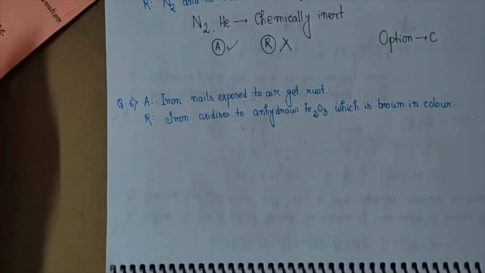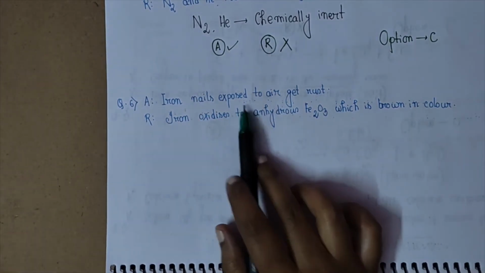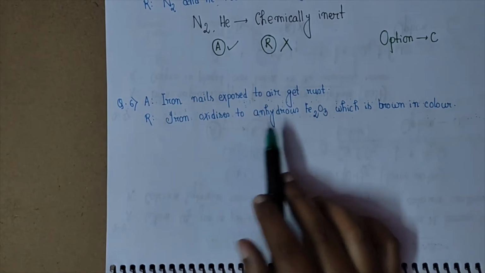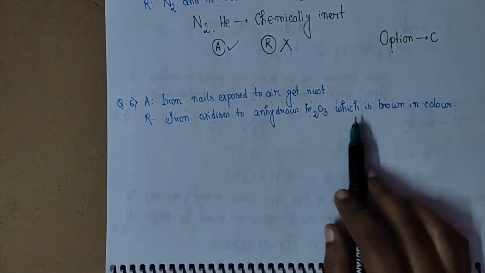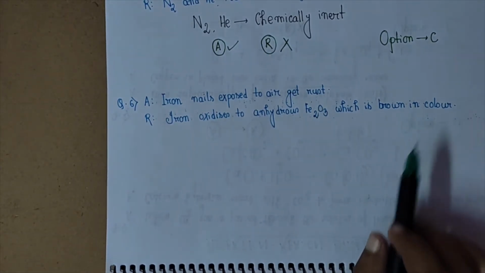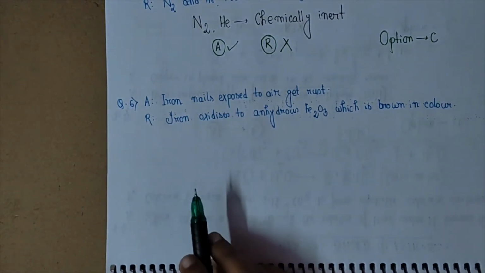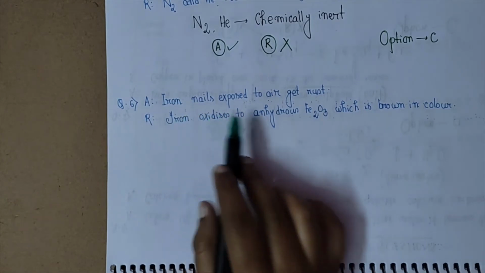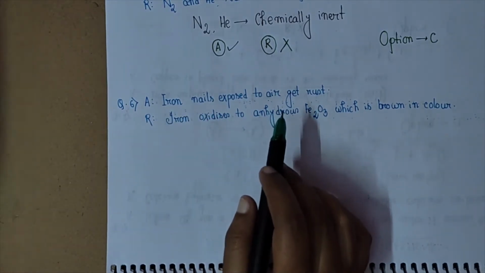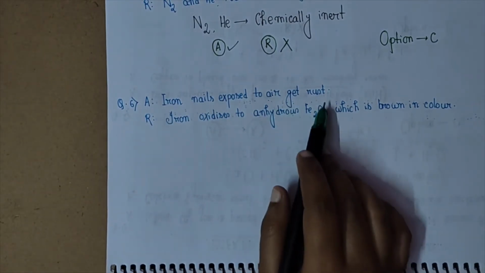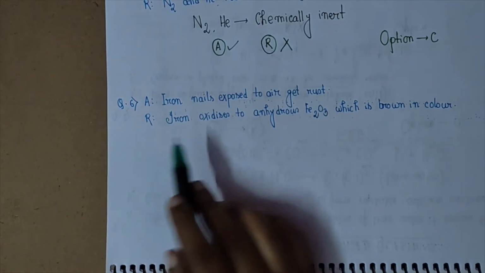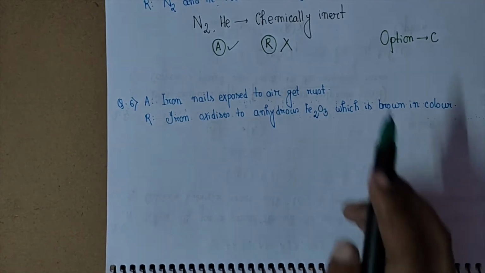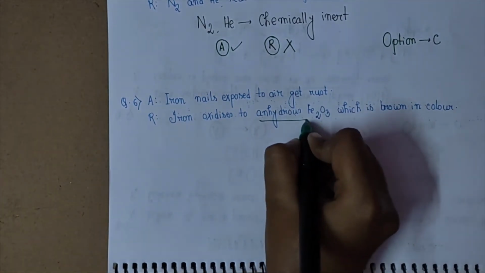Now the next question: iron nails exposed to air get rusted, and the reason is that iron oxidizes to anhydrous Fe2O3, which is brown in color. So here the assertion is correct, because if we expose an iron nail to air, obviously after some days it will be rusted. But what is the reason given here? That iron oxidizes to anhydrous Fe2O3. Now look at this term, anhydrous.